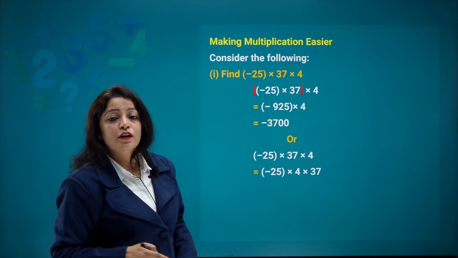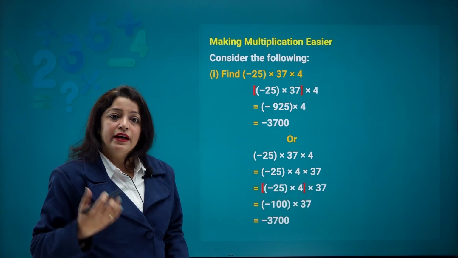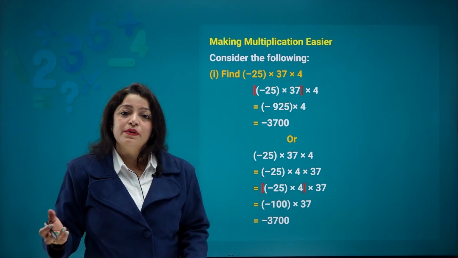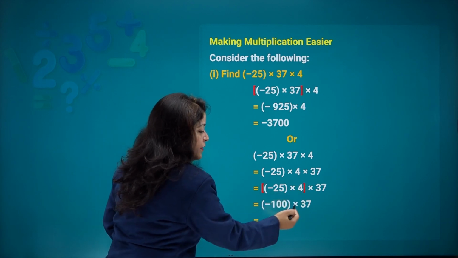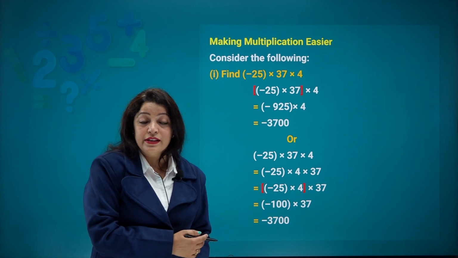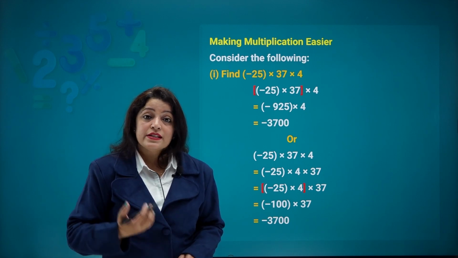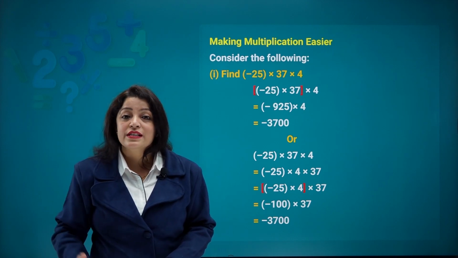And now I am making a group of 25 and 4. First I am multiplying negative 25 by 4. The result is minus 100, because it is very simple, we know 25 times 4 is 100. So minus 100 times 37 is minus 3700. So isn't the second method easier for us, right? So properties help our calculations get done more easily.